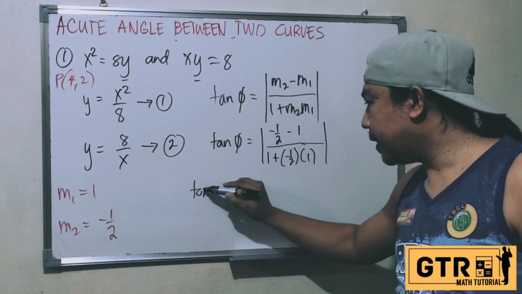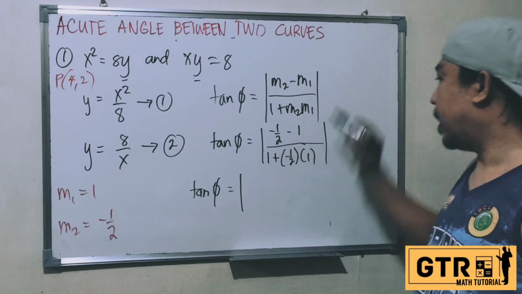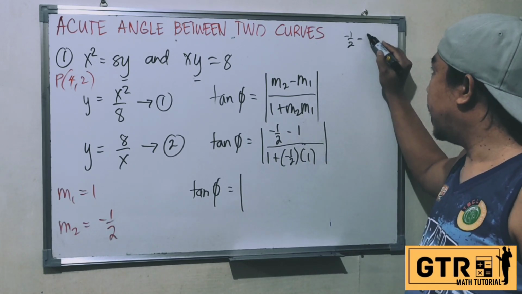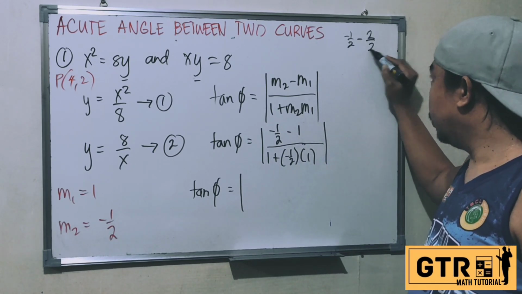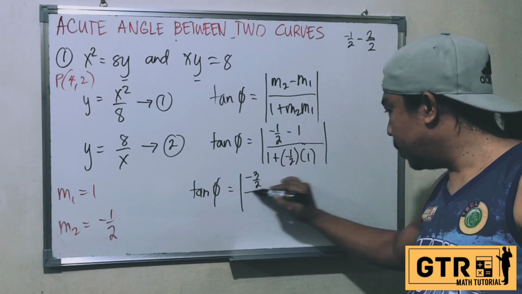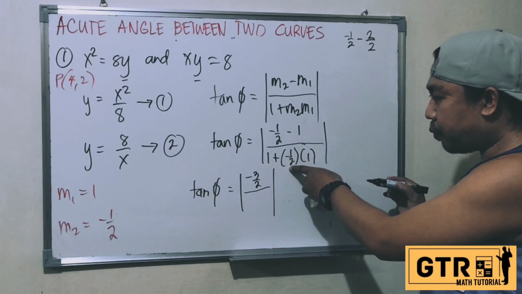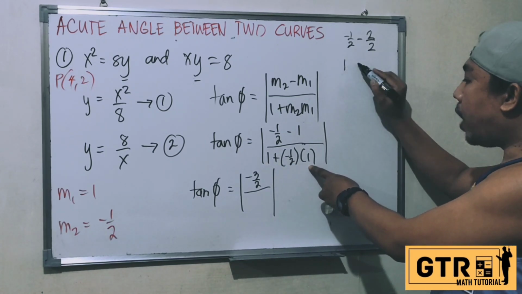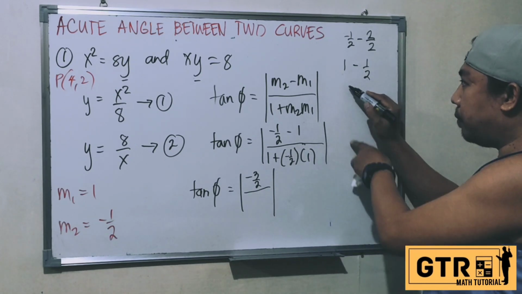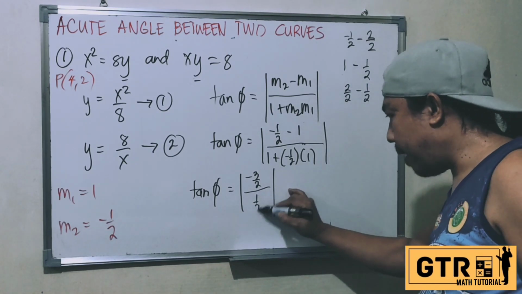So we have tangent P is equal to negative 1 half minus 1. Express negative 1 as negative 2 over 2. So therefore, that is equal to negative 3 over 2 all over, so we have 1 half times 1, so that's equal to 1 minus 1 half. So subtract, 1 will become 2 over 2 minus 1 half, so that's equal to 1 half.